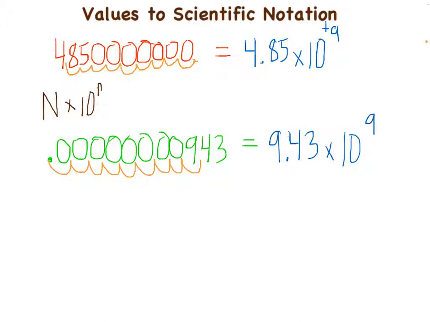Before, we moved to the left, so that was positive. This time we're moving to the right, so we know it's going to be negative if you like memorizing, or you can just think about it intuitively. If we look at this resulting number, we have 9.43 compared to what we had before, 0.000000, so many zeros, 943. This number is a lot smaller, so you are definitely going to multiply it times 10 to a negative integer. And there you go. It's that simple.